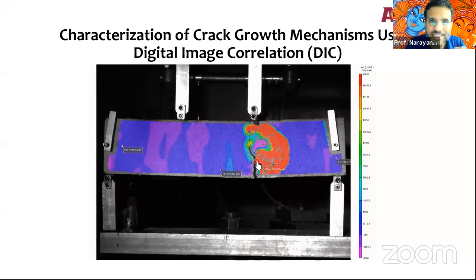The stress is dissipated by multiple cracking, and that is the effect of fibers. Fibers enable multiple cracking to happen, and that multiple cracking releases the stress. Your structure can carry load even after the peak load has been reached. So this is quite an important idea when you want to design with this material.